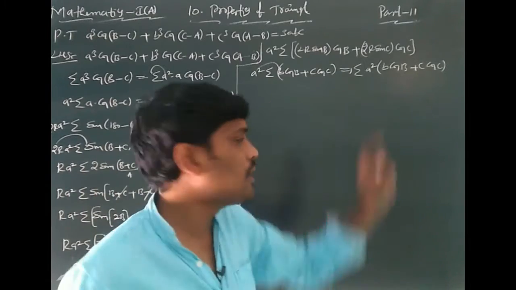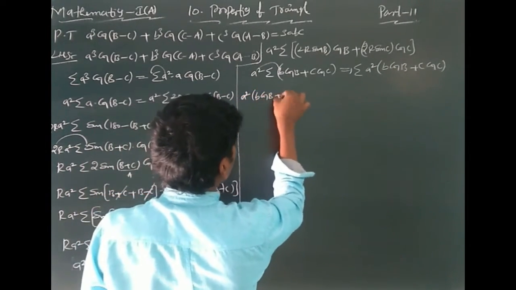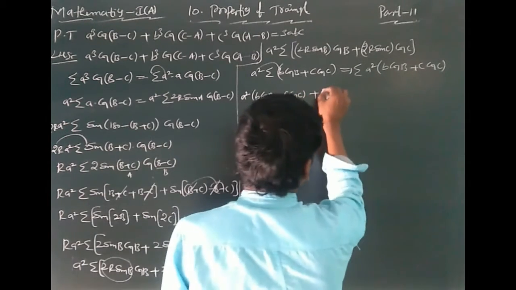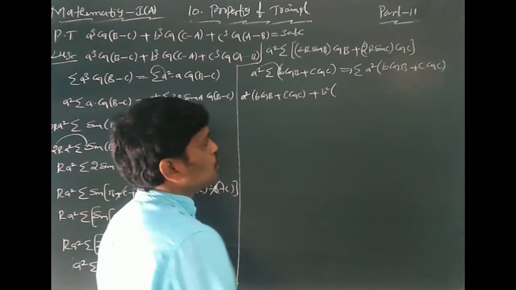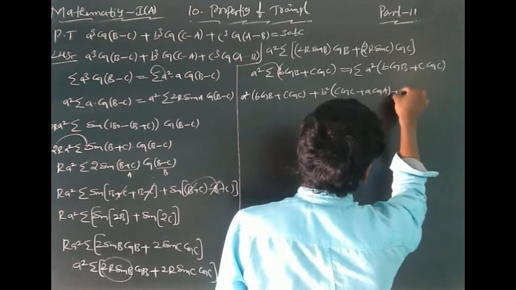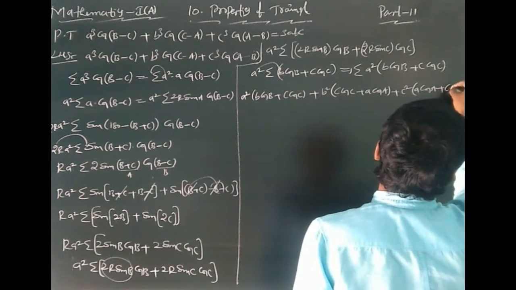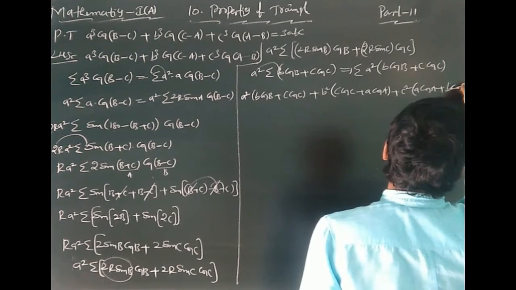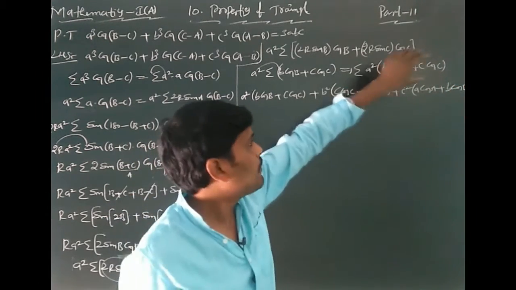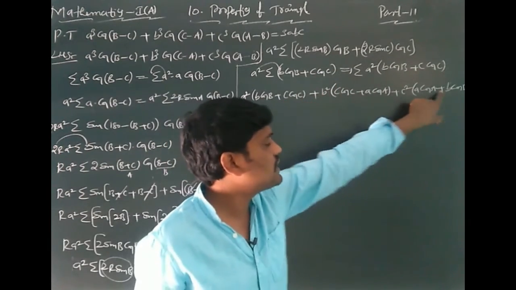You get 3 terms. First term is what here? a square into b cos b plus c cos c, plus b square into c cos c plus a cos a, plus c square into a cos a plus c b cos b. Here expanded in this summation having 3 terms. First term abc, second term bca, third term cab.